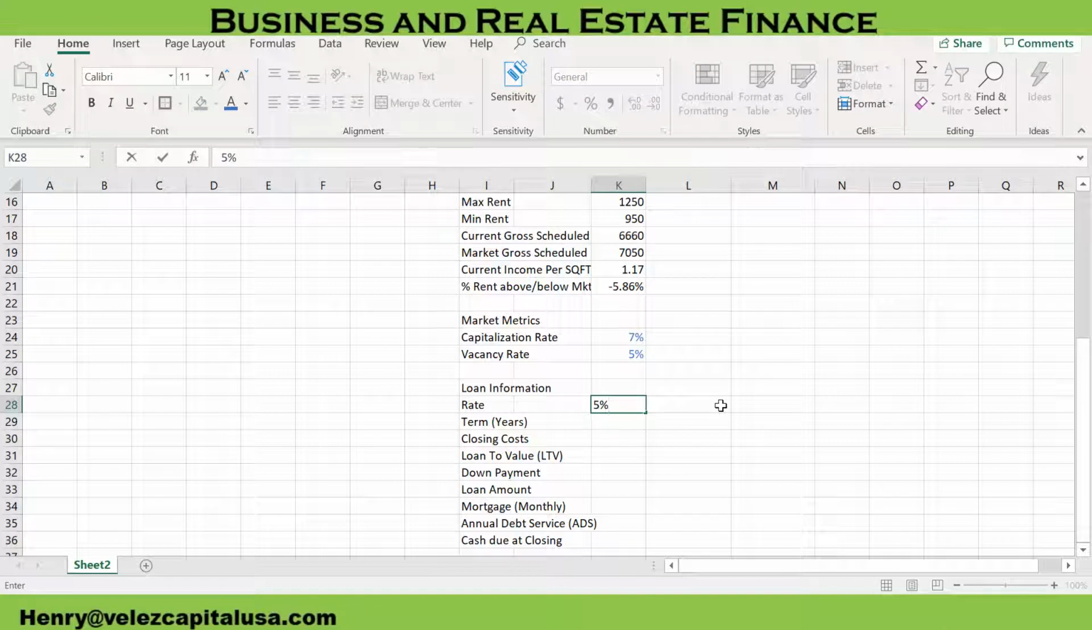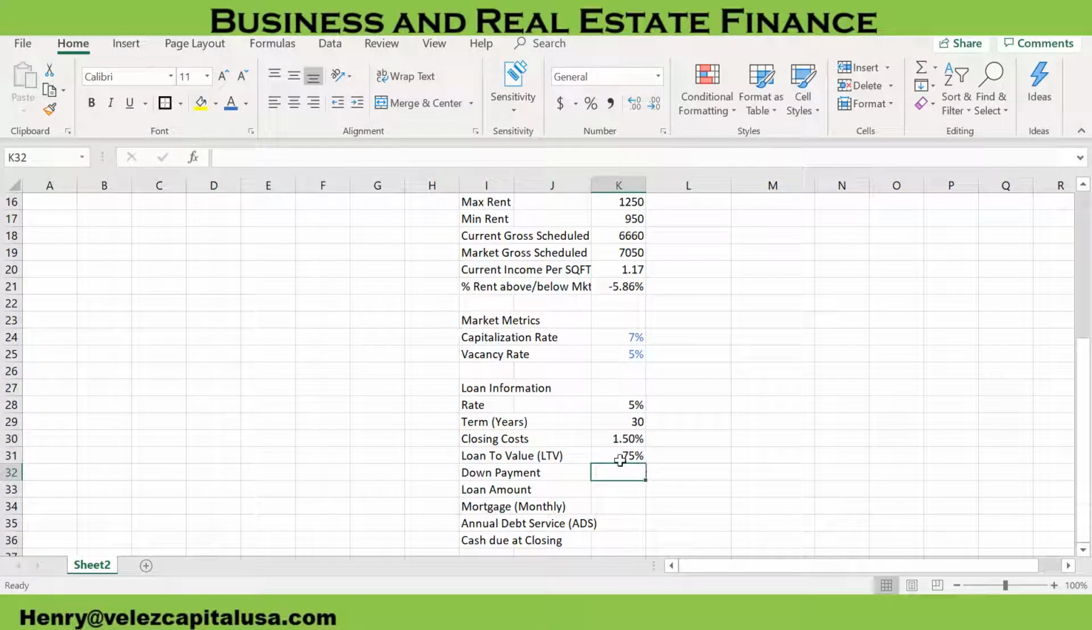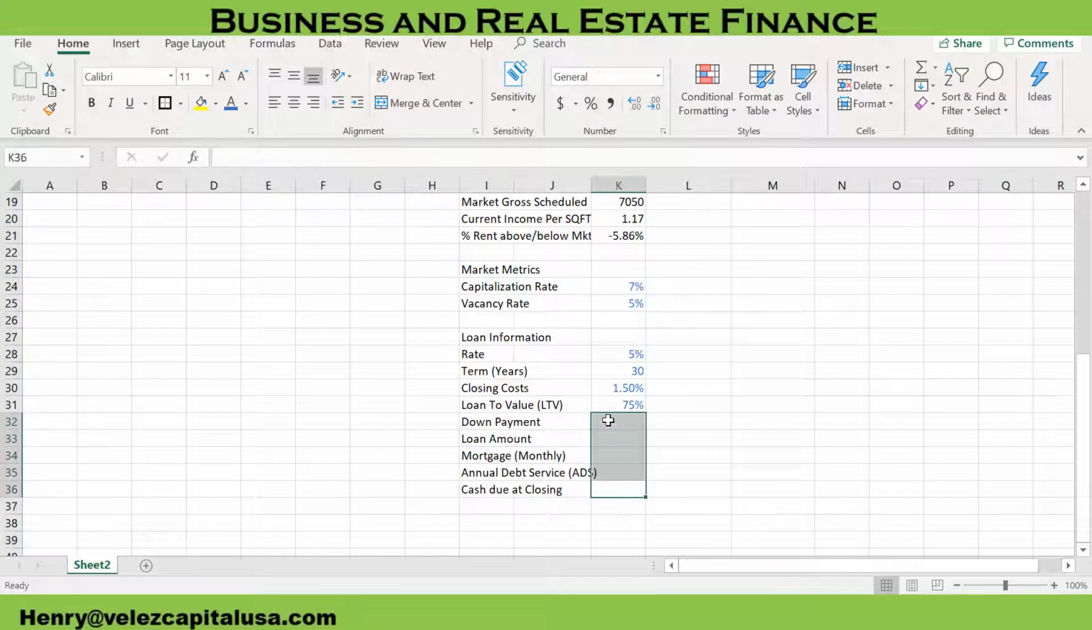Okay, so we'll put this at 5% for example. The term, 30 years. Closing costs, we'll put 1.5% of the loan. Of the list price. And we'll say loan to value 75%. That means that the loan is going to be 75% of the entire list price or purchase price, meaning that 25% will be your down payment. And these are numbers that you put in yourself. We're going to get back to these soon. We have to build out a few other things before we come back. But let's just build out the skeleton here.